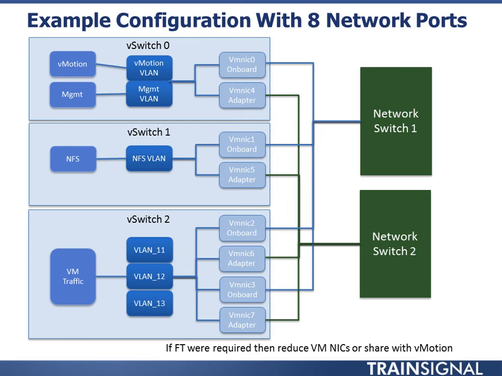If you were to do FT, then you could share that with vMotion. That is one option. FT really wants a dedicated NIC, but people do that because vMotion's fairly bursty. It does stuff and then it slows down. Or you could add other NICs to dedicate to that, or you could pare down your VM traffic NICs if you didn't need this much.